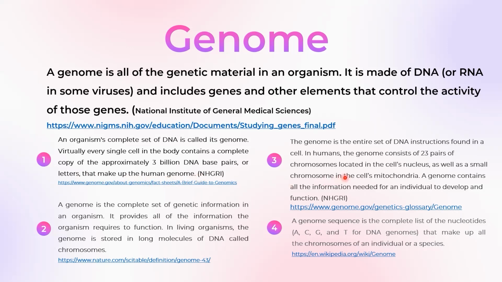There is another definition also, from the same organization. The genome is the entire set of DNA instructions found in a cell. In humans, the genome consists of 23 pairs of chromosomes located in the cell's nucleus, as well as a small chromosome in the cell's mitochondria. A genome contains all the information needed for an individual to develop and function.